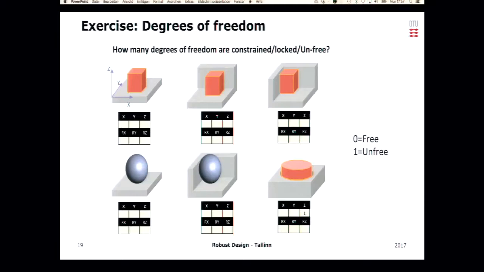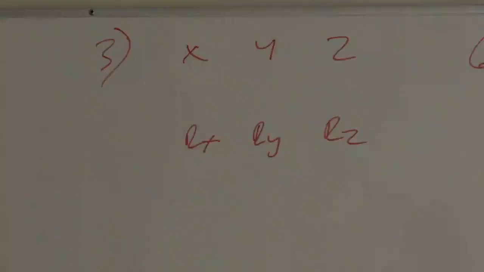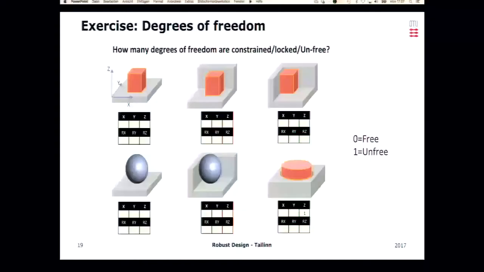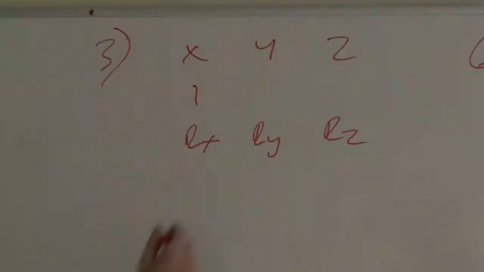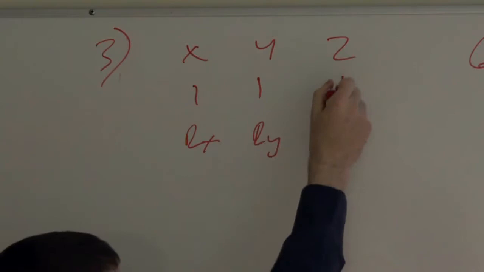Okay, so let's try and do a couple of these together now. We'll try to do this third one first. So is X free or unfree in this case? So it's actually unfree, so it's a one. So the orange block cannot move in the X direction here because it's constrained by this wall. So therefore it is unfree in the X. In the Y, is it a 0 or a 1? In the Z, 0 or 1? RX? RY? RZ?